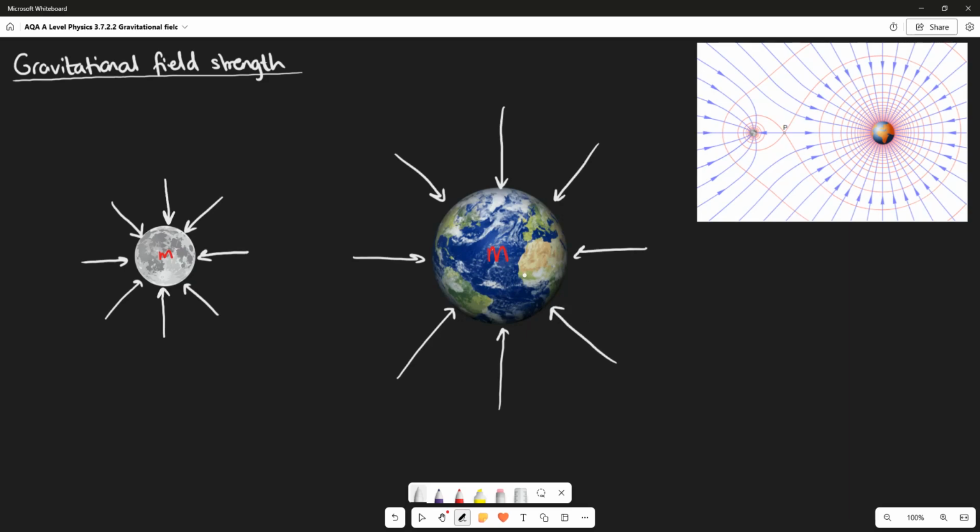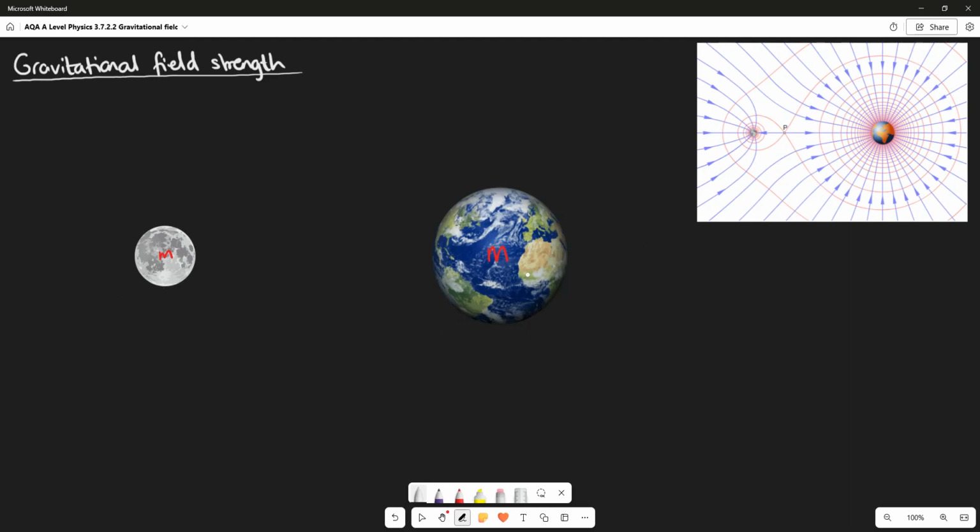But these masses are in close proximity with one another, and therefore their gravitational field lines interact. We can see a more complex version of this up here. There is a point between the Earth-Moon system where the gravitational field strength of the Moon cancels the gravitational field strength of the Earth, and gravitational field strength is 0 at this position. We'll call it point P.